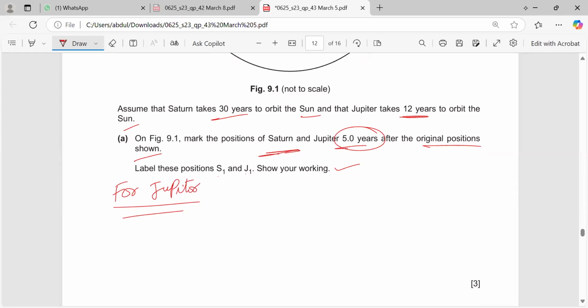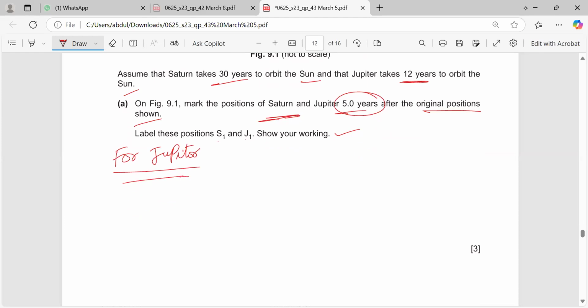Jupiter takes 12 years to orbit the sun. So for Jupiter, in 12 years, it will make a turn of 360 degrees. And what time have they given? 5 years. So if I write 5 years at the bottom, how many degrees will Jupiter turn in this time?